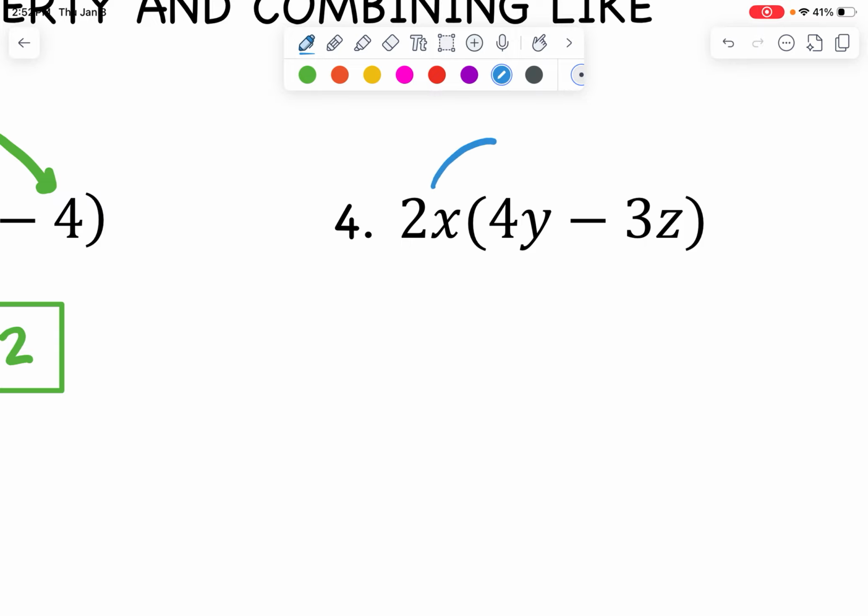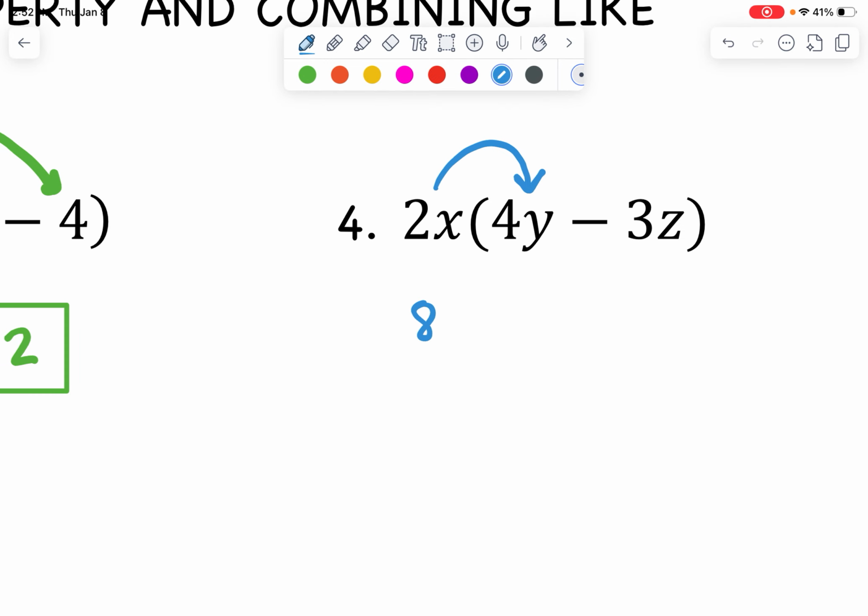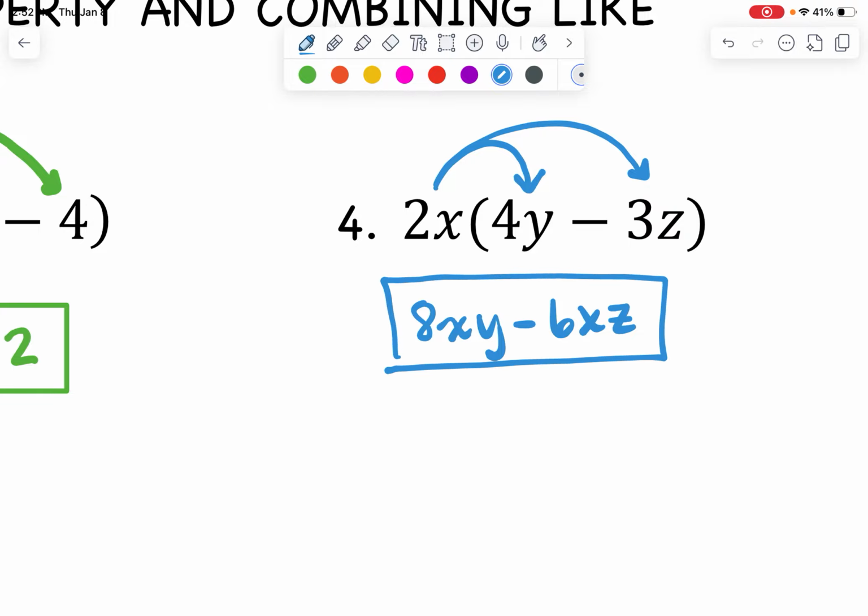So here we go, 2x times 4y. I know there's a lot of variables going on here, but don't let that freak you out. Remember, in math, you can multiply anything you want. You just shove it all together. So 2 times 4 is 8, and x times y is just xy. Just push it all together, and there you go. And then we're going to multiply 2x times negative 3z. So negative 6, because 2 times negative 3, and then xz. And those are not like terms because xy's are not the same thing as xz's. So that is our final answer.